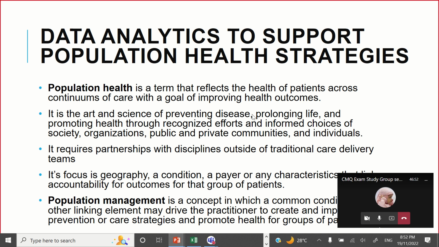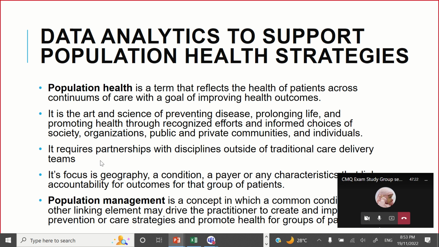It's preventing disease, prolonging life, promoting health through recognized efforts and in the society, organizations, public and private community and individuals. So it is way beyond what the hospital does. It's a program that involves all of the services within the organization. And it requires partnership and disciplines outside of the traditional care delivery, as we say.